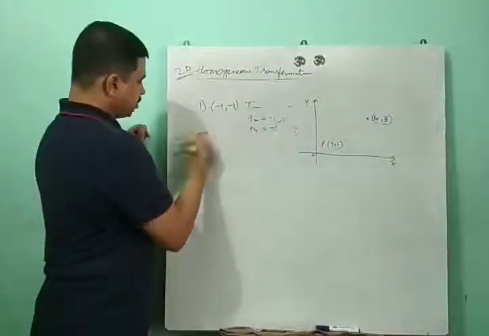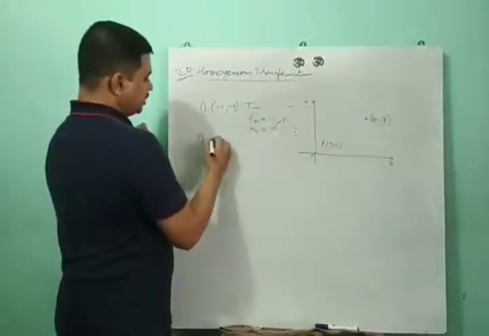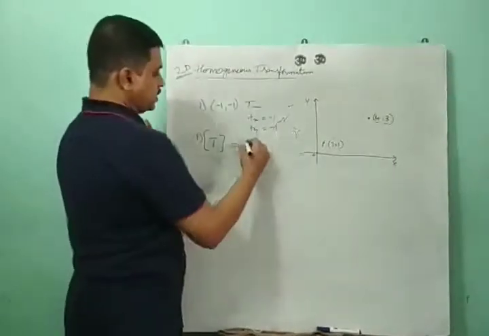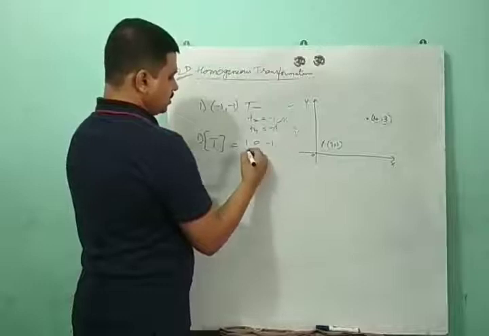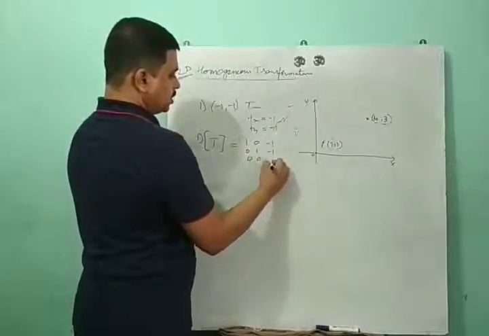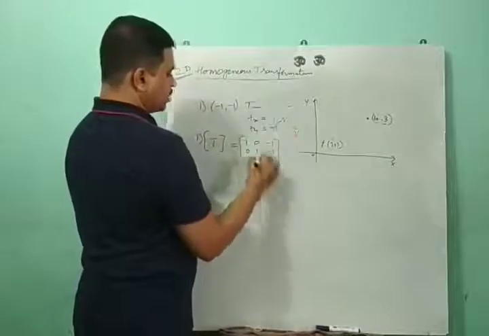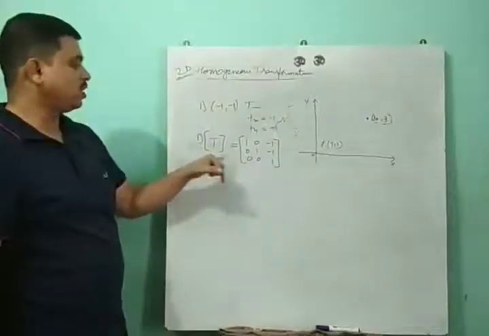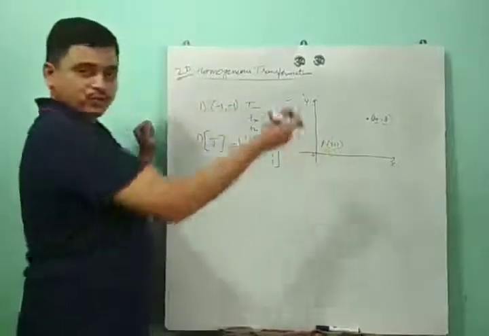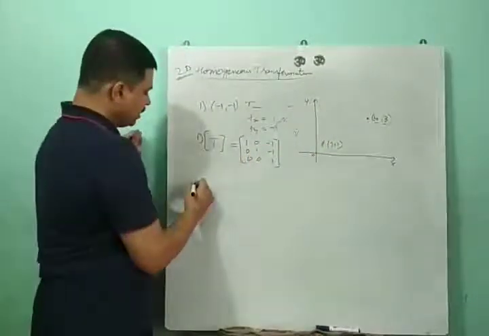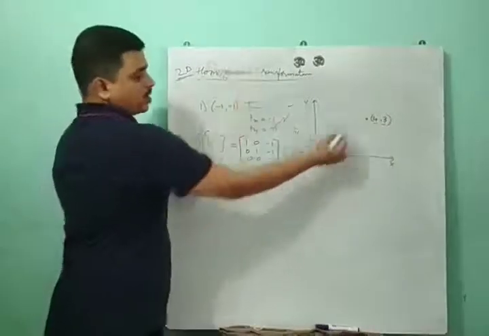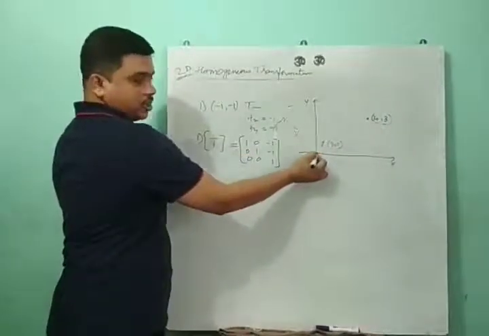The first operation is represented in a homogeneous transformation T matrix as [1, 0, -1; 0, 1, -1; 0, 0, 1]. This is the homogeneous matrix representation for the first operation. Then we have translated to the origin. The second operation is to rotate about the origin, because now it is already taken as the reference.